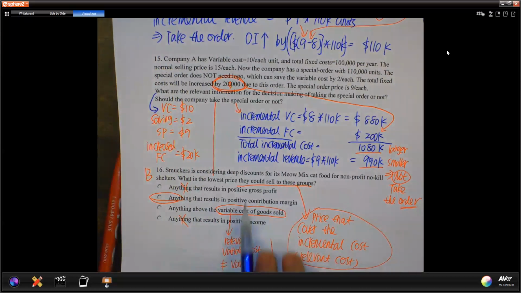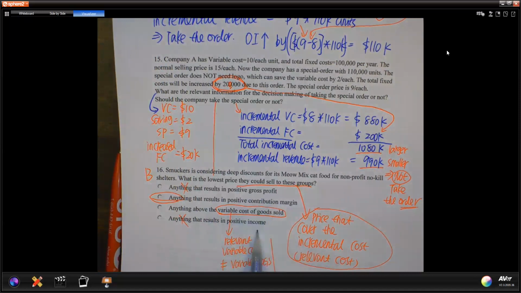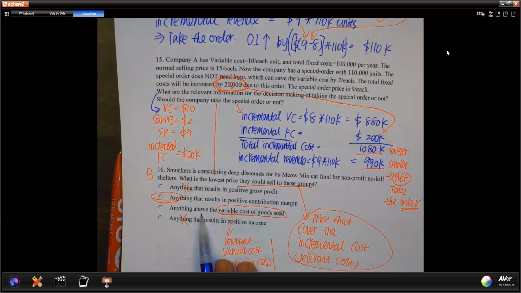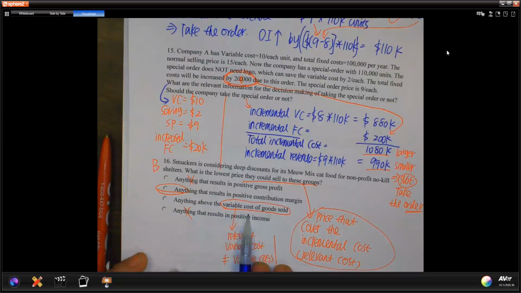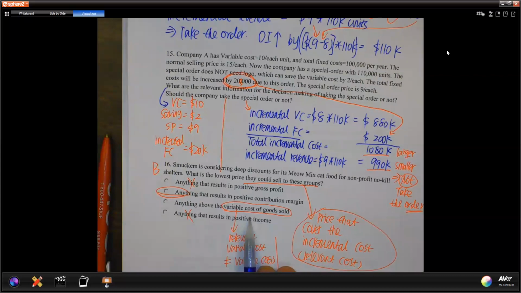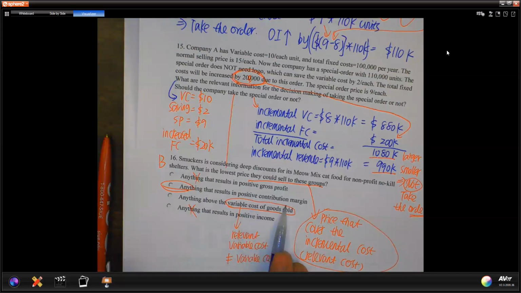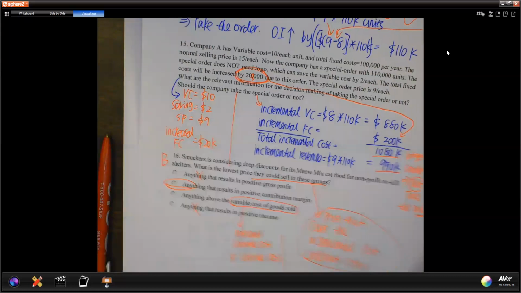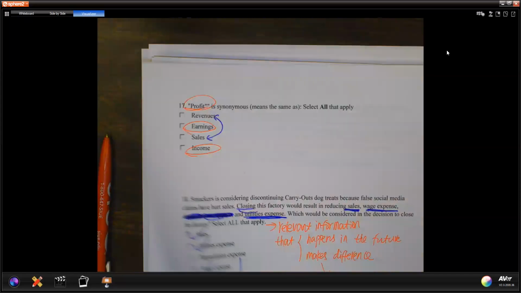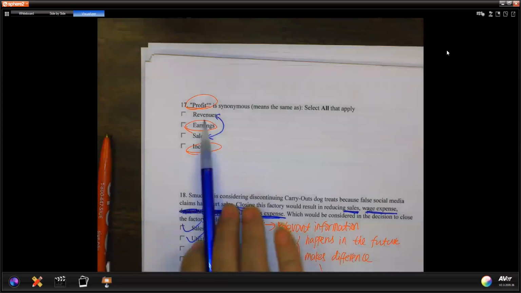It doesn't need to be positive in gross profit or positive income, but it's not just the variable cost of goods sold. You have to cover all of the relevant variable costs, I would say, including, if you have variable selling and administrative costs, those things. So basically, incremental means whether you can cover all of the relevant variable cost, which means you have to have a positive contribution margin. Okay, question 16, I have nothing too much to add. Profit is similar to earnings and income, and revenue is similar to sales.